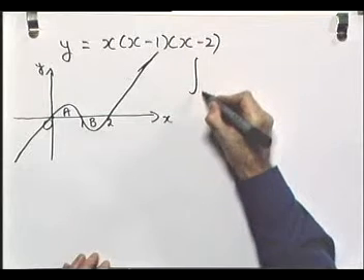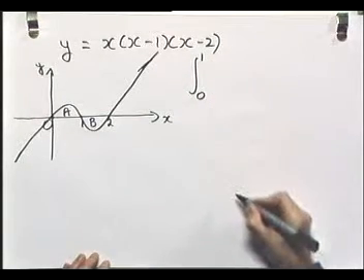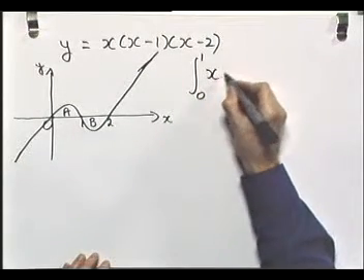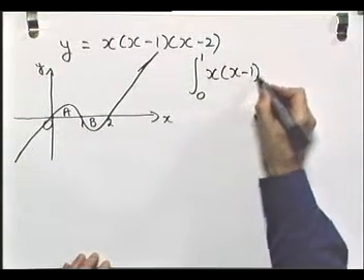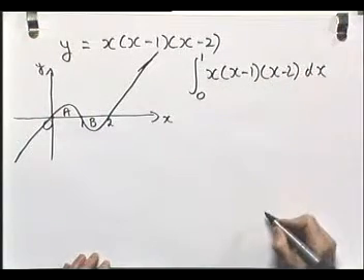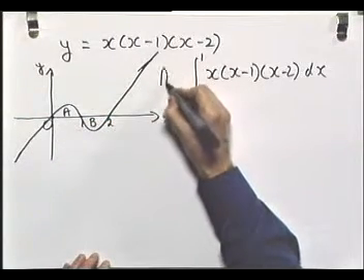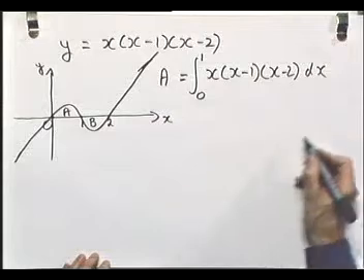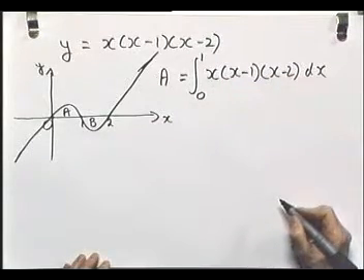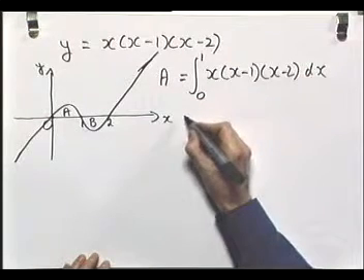Now, what we've been told, what we know, is that if we integrate between the limits, so in this case that's 0 and 1, our function, that's x times by x minus 1 times by x minus 2, with respect to x, we will get this area A. So the area A is equal to the result of carrying out this integration and substituting in the limits of integration. So let's do that.